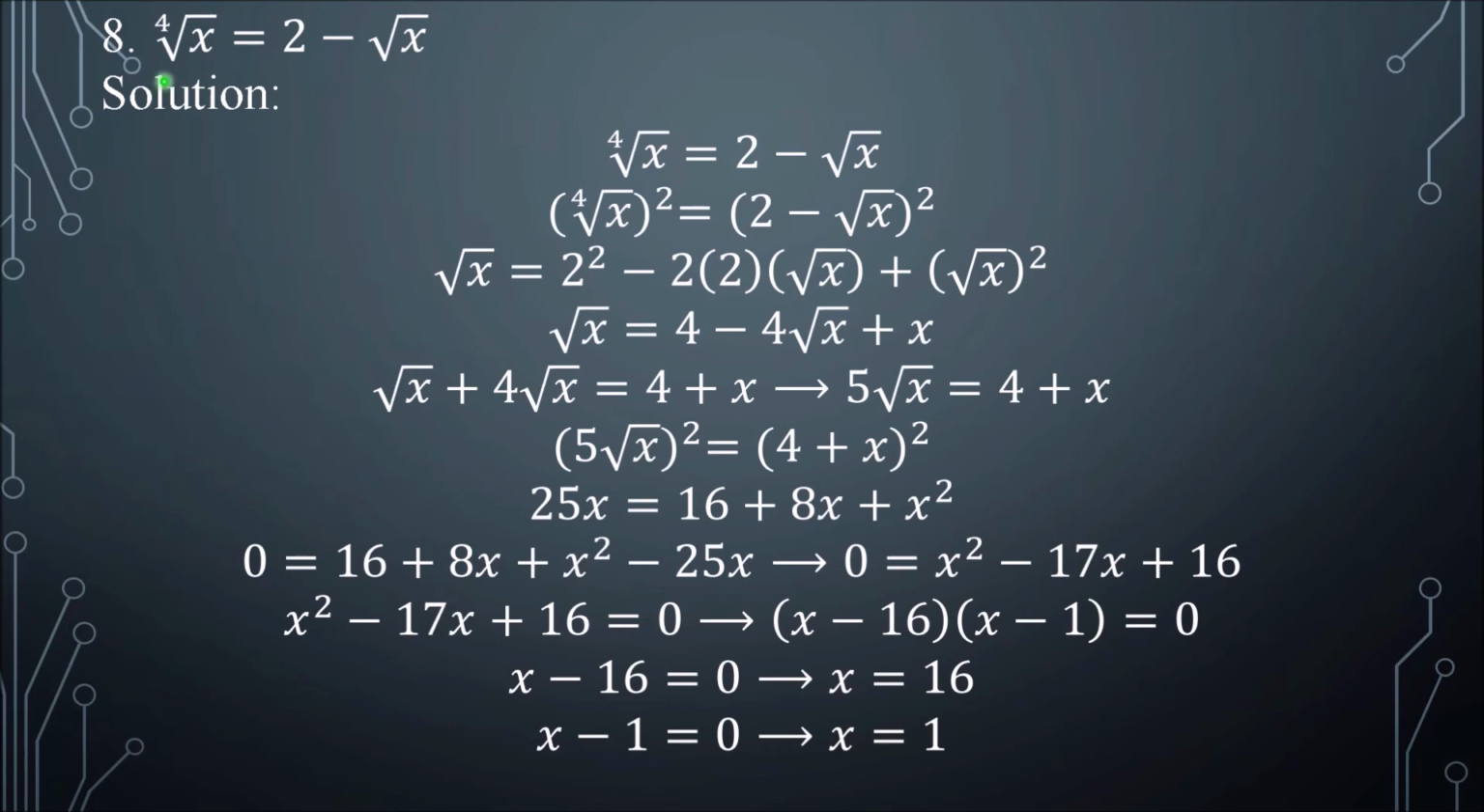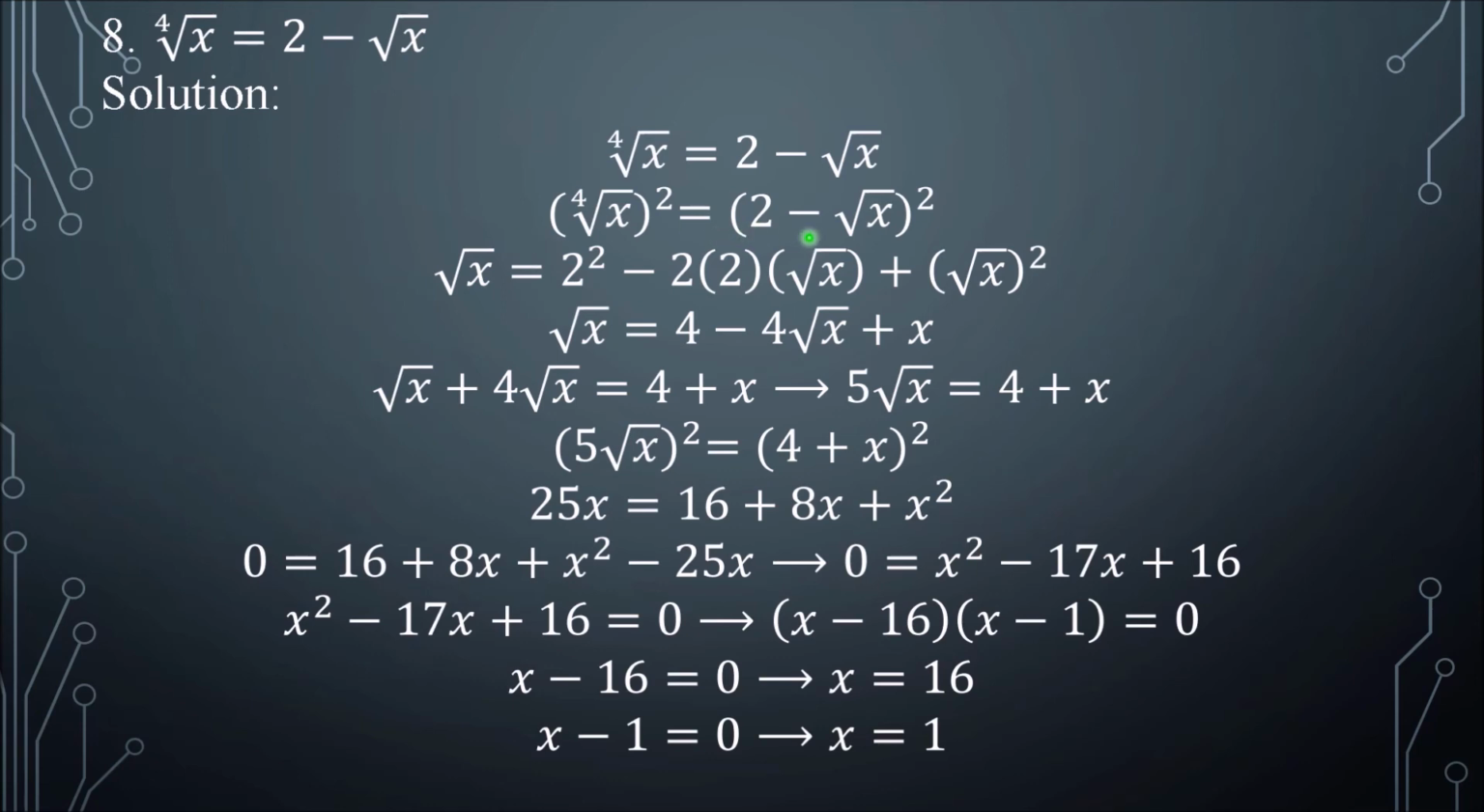Number 8. Fourth root of x is equal to 2 minus square root of x. So first, let's try squaring both sides. So fourth root of x squared is equal to 2 minus square root of x quantity squared. Now, this one, fourth root of x squared is square root of x. Again, fourth root of x squared is square root of x.